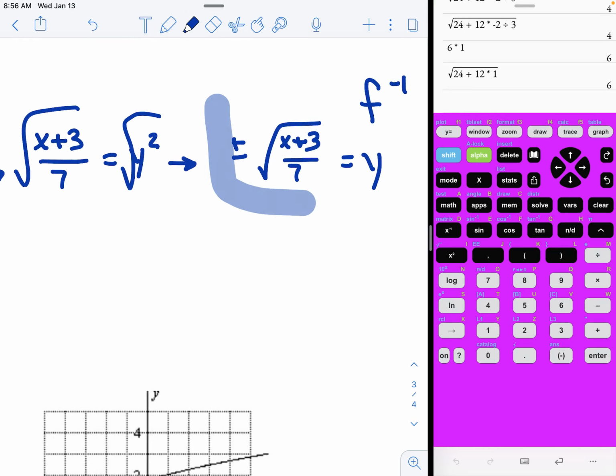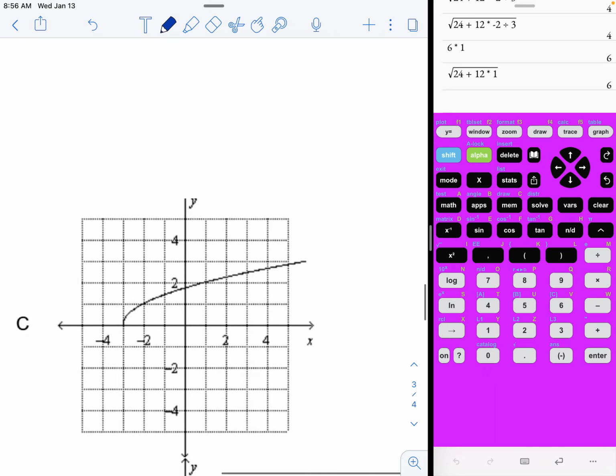And if you're wondering, like, what in the world did you just write? That f negative 1, that means inverse. Just like by definition, when you ever see an f to the negative 1 power, that means inverse. That's why I wrote it. You'll see that on your SATs.